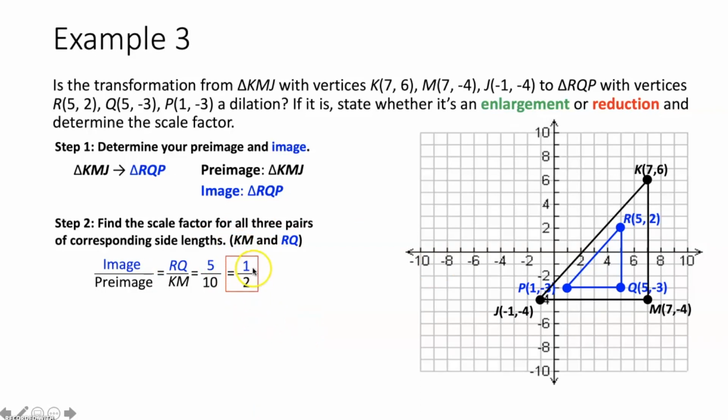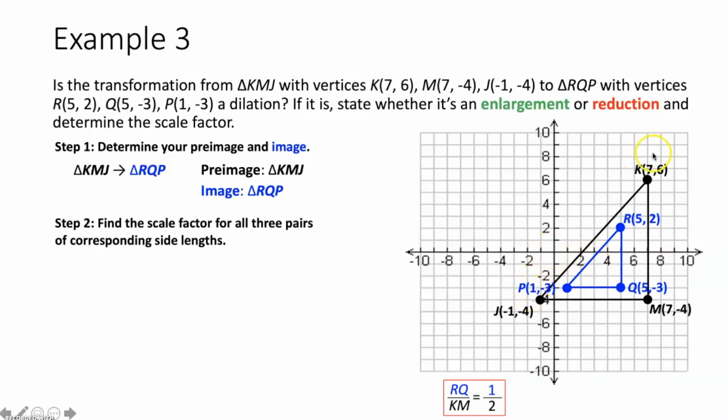Now we're not done. We can't just call it a day and say, yeah, this is a reduction by a scale factor of 1/2. What we have found is the scale factor between one pair of corresponding sides is 1/2. We have to make sure that the scale factor between all three pairs of corresponding side lengths is 1/2. So we move on to the next pair of corresponding side lengths. We can choose that to be segment JK and segment PR, or segment PQ and segment JM. I'm going to choose segment JM and segment PQ.